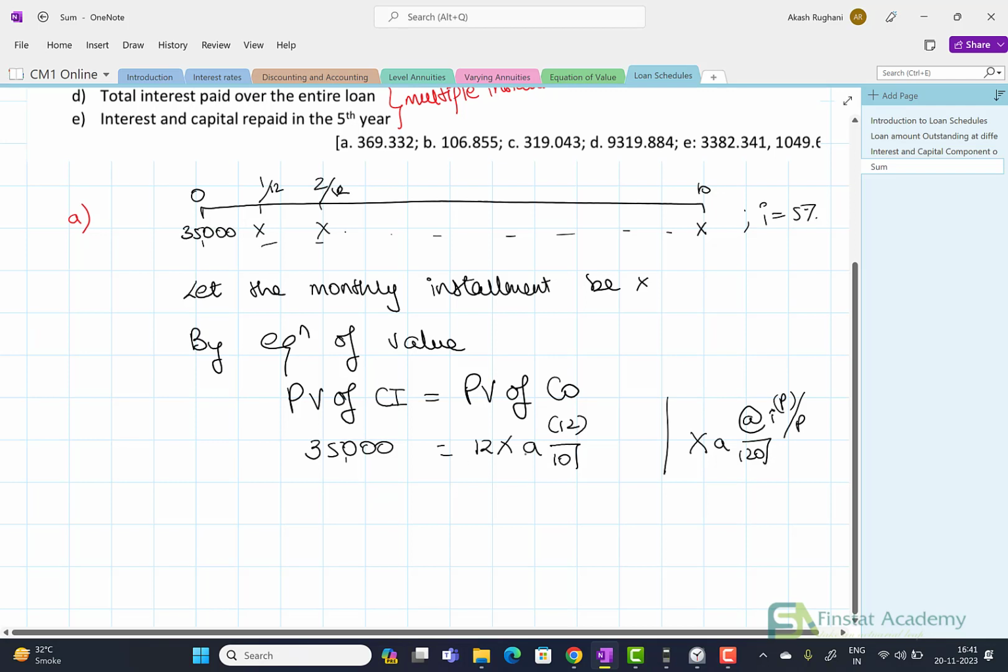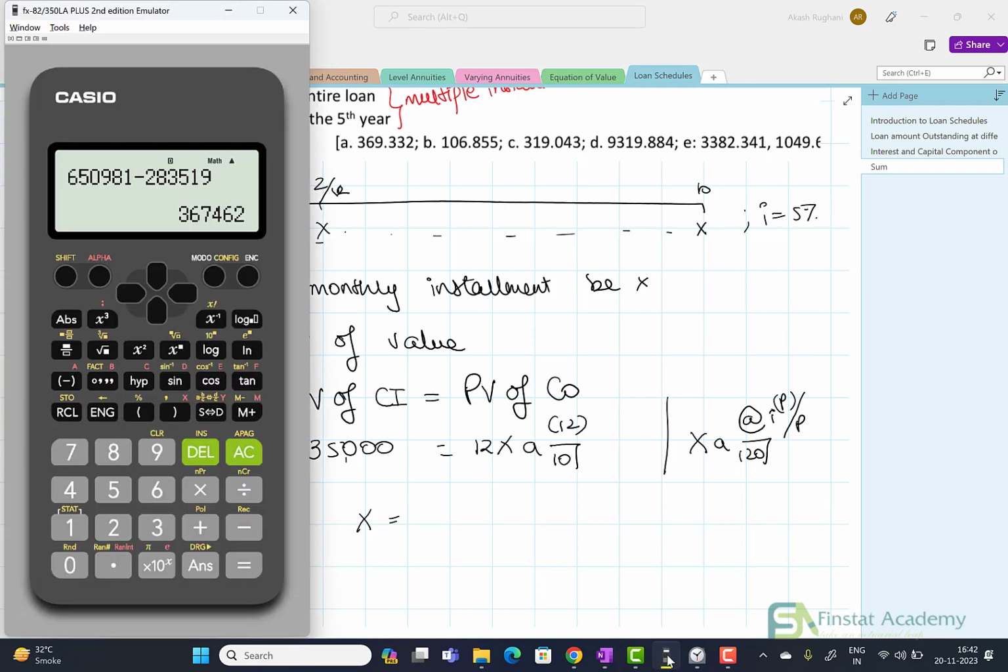So now I will find my value here. I have to find X. So I'll say X is equal to, I go back to my calculator. Now we know the formula here, I will require L12, I12. So first I'll calculate I12. So it's 1.05, the whole raised to 1 by 12, minus 1, the whole into 12.